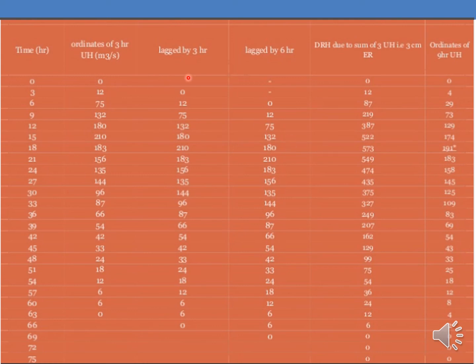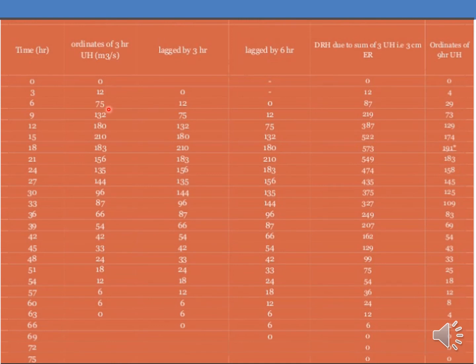After that you leave one column, that is for the first 3 hours, then another rainfall will occur after these 3 hours. So this is how you lag the unit hydrograph and sum up columns 2, 3, 4 to get the DRH of 3 centimeter rainfall.